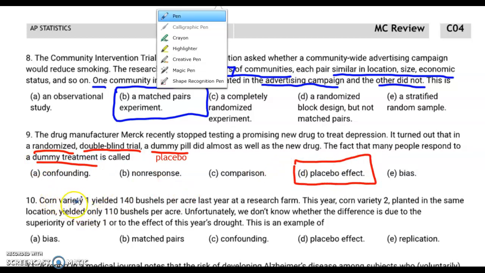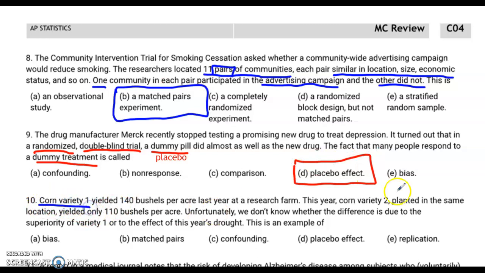In this next problem, we're looking at corn variety number 1 and corn variety number 2. They're on the same farm, and we know that 140 bushels per acre and 110 bushels per acre are for 1 and 2 respectively. It sort of looks like corn variety number 1 is better than corn variety number 2 because there's more of it than the second one. However, we're not really sure about the effect of this year's drought on them.